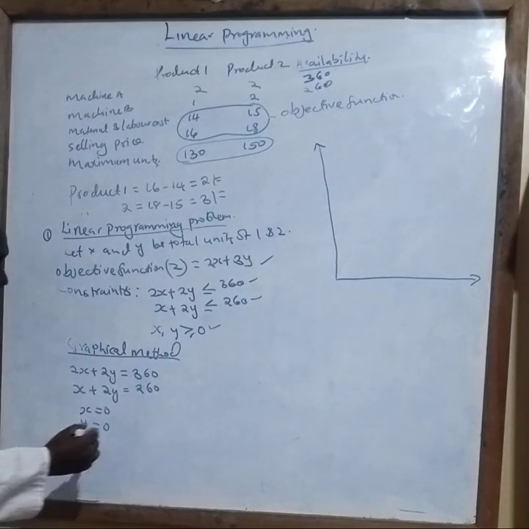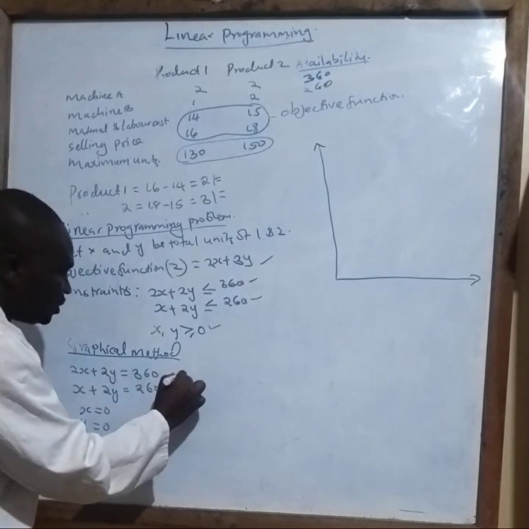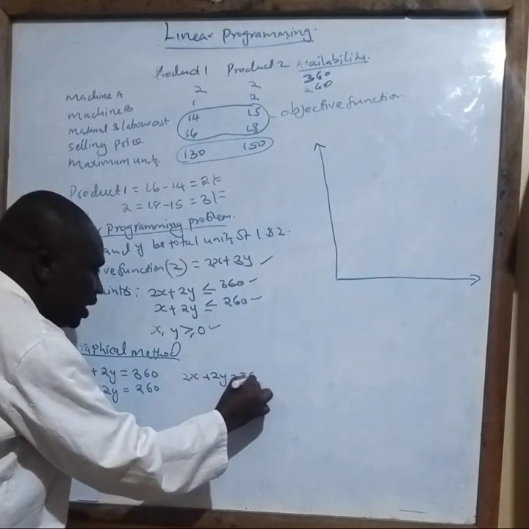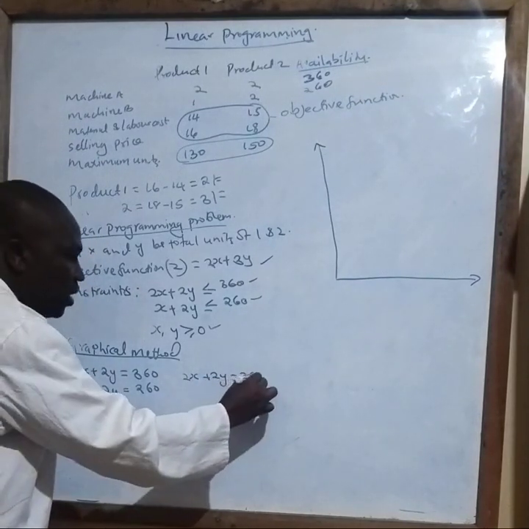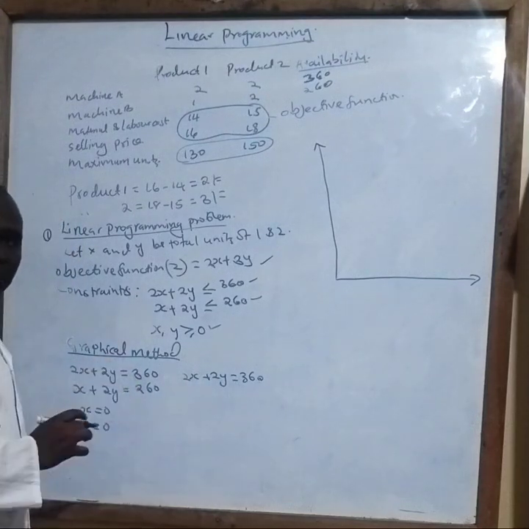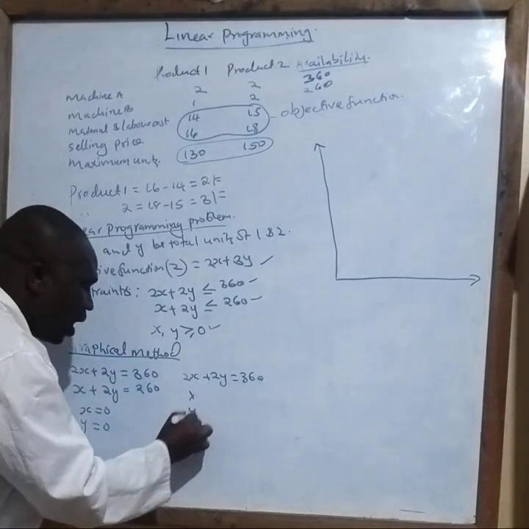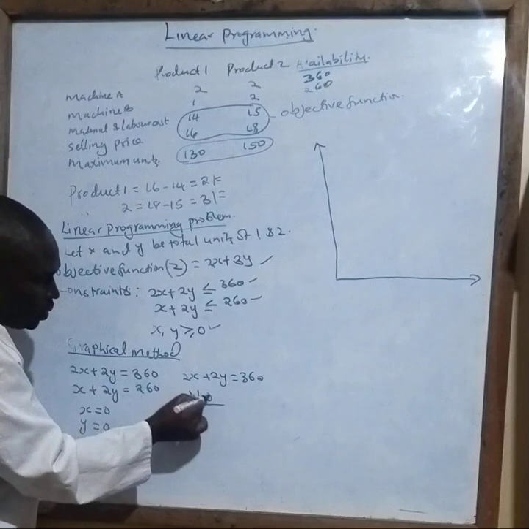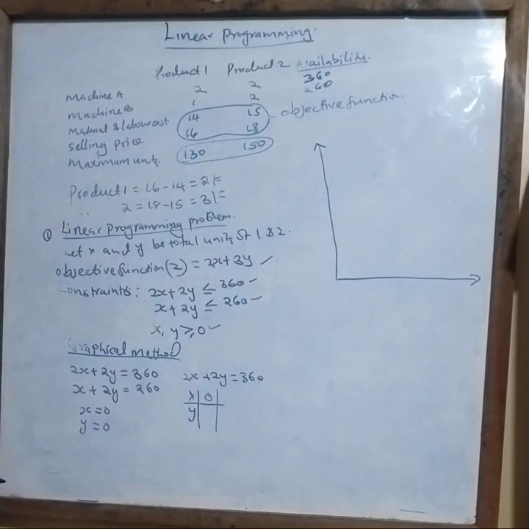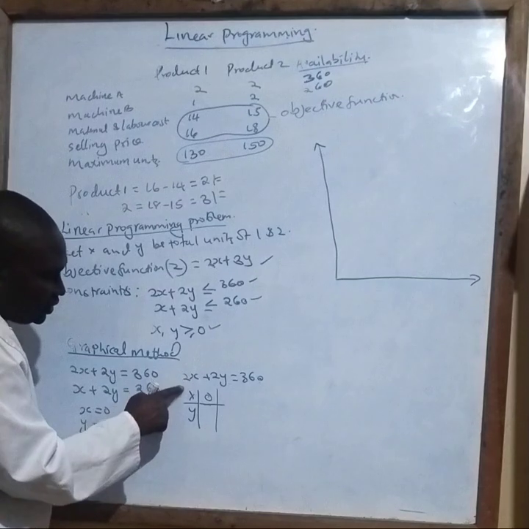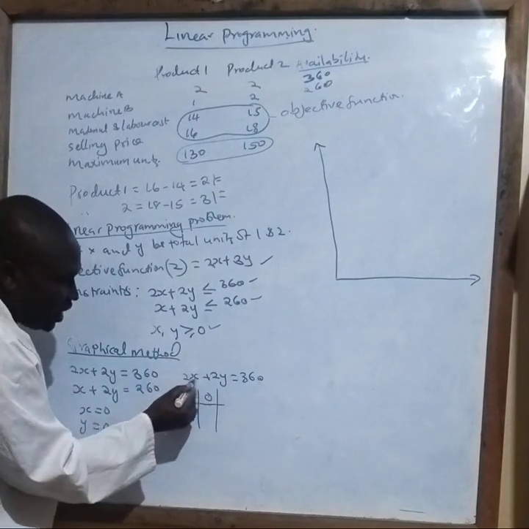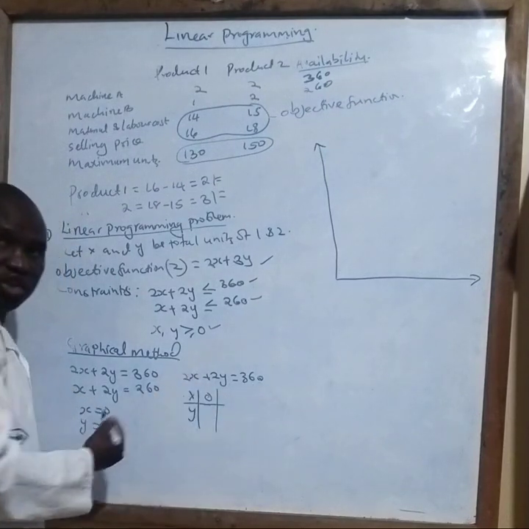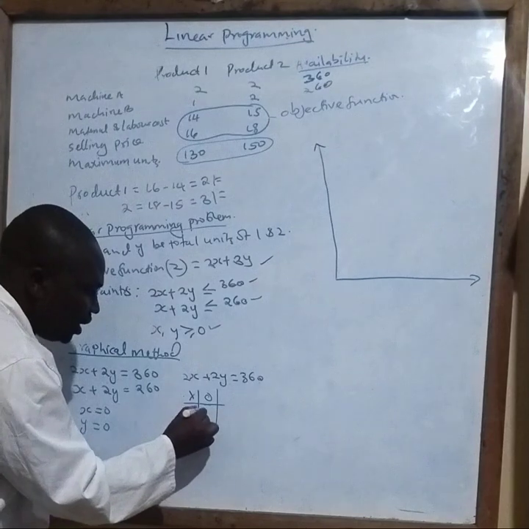So for instance, I will take the first equation, that is 2x plus 2y equals 360. Once I've done that, I want to find out the coordinates. I say x and y like that. Then I say if x is 0, what will be the value of y? If x is 0 here, which means 0 times x is 0, y will be 360 divided by 2. Your answer is 180.